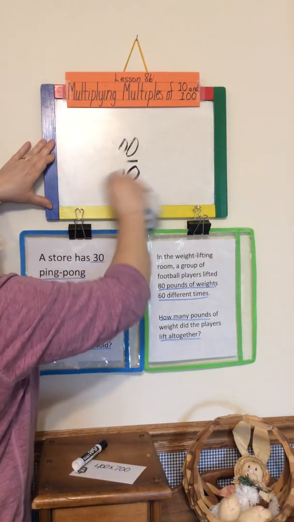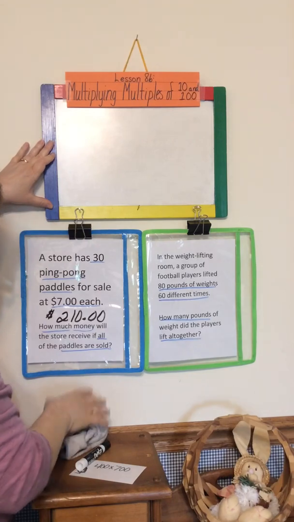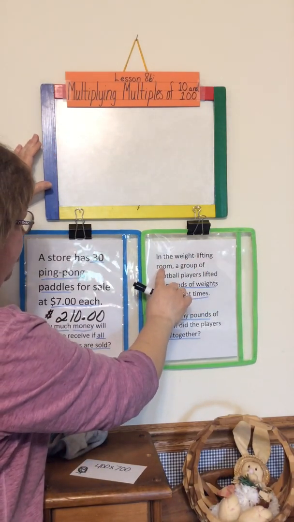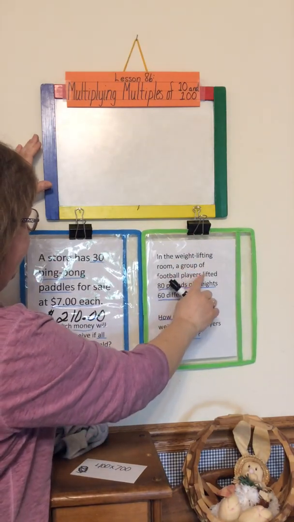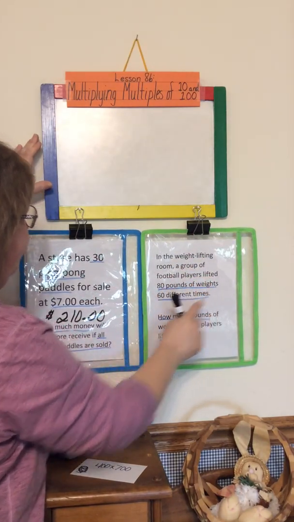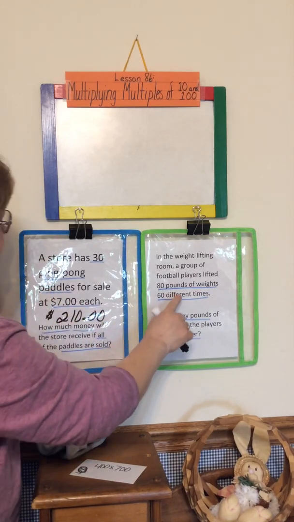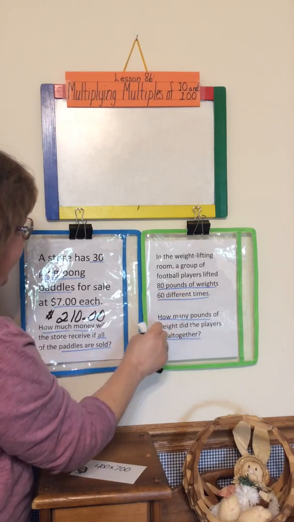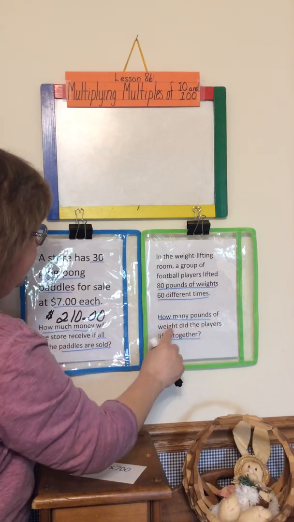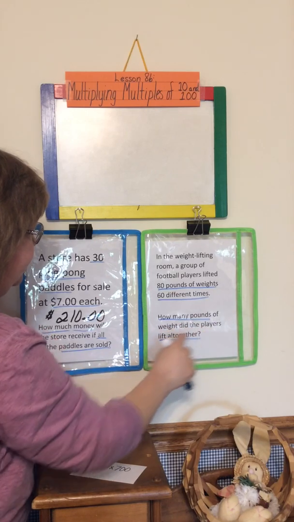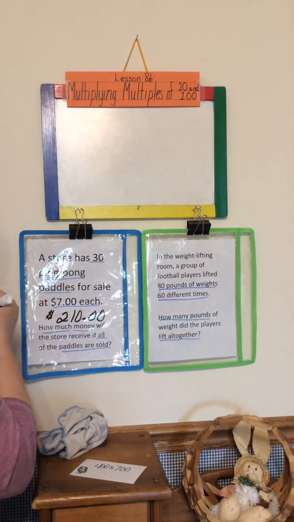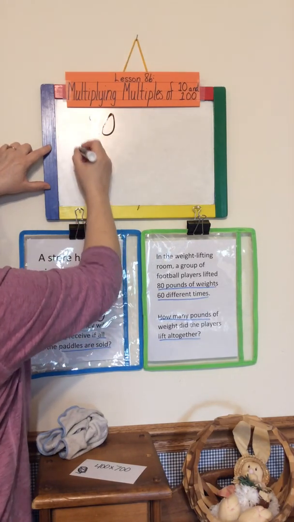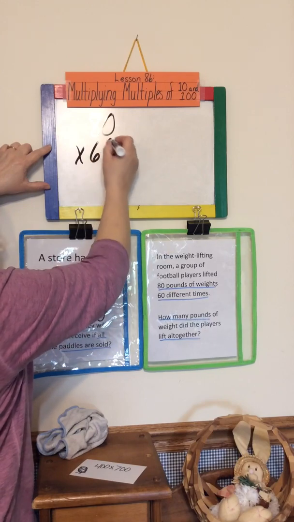Let's go on to our next problem. This one's a little bit different. It does not have money involved. It says, in the weightlifting room, a group of football players lifted 80 pounds of weights 60 different times. So they did repetitions. 60 repetitions of 80 pounds. How many pounds of weight did the players lift all together? So, again, we're multiplying 80 times 60.